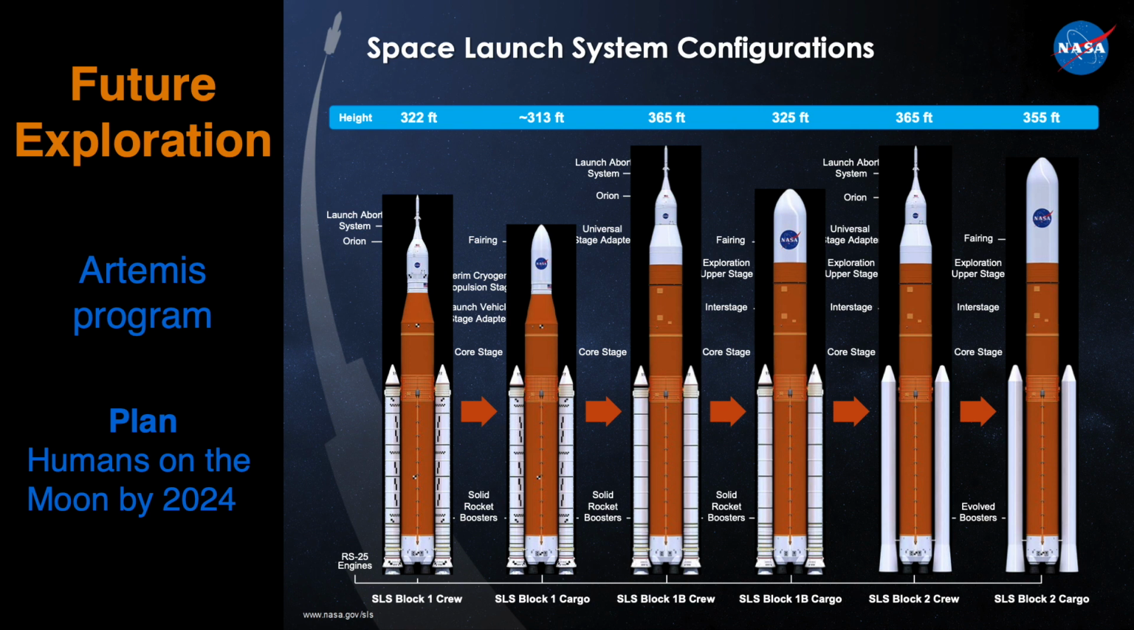Looking at the heights of these rockets, you can see that they are in the scale of the Saturn V rocket, which had a height of 363 feet. The Space Launch System uses technology developed as part of the Space Shuttle program. That is why these rockets look more like the Space Shuttle than the Saturn V.